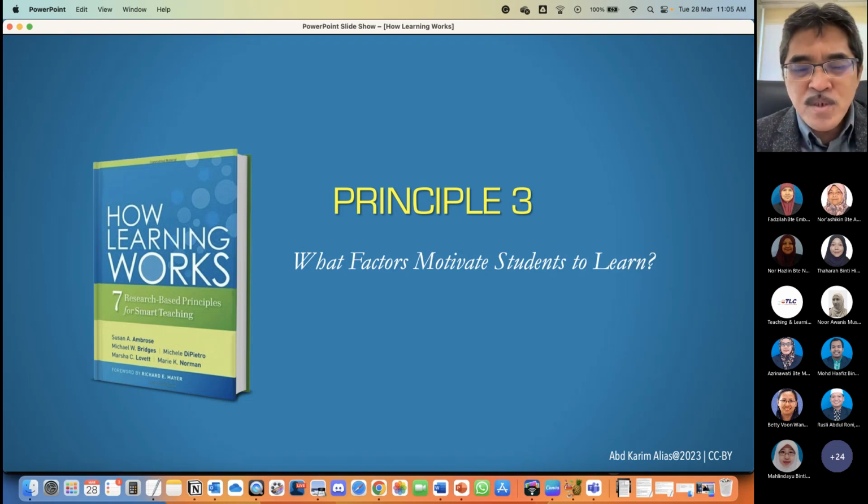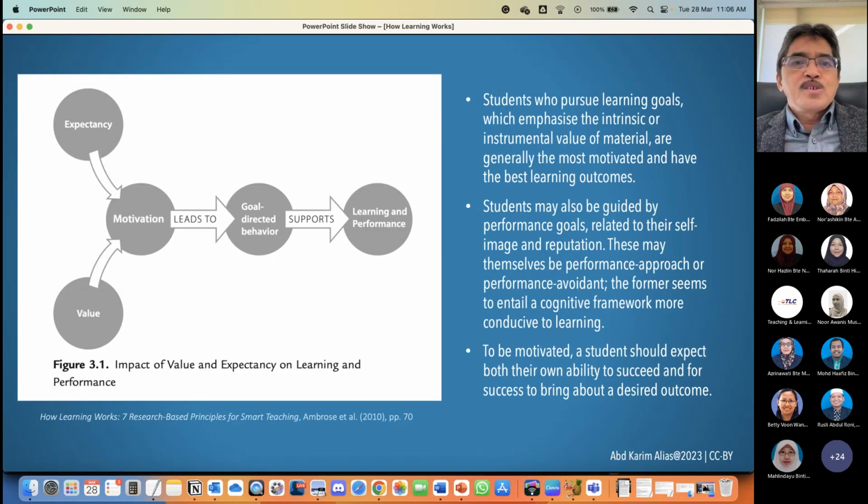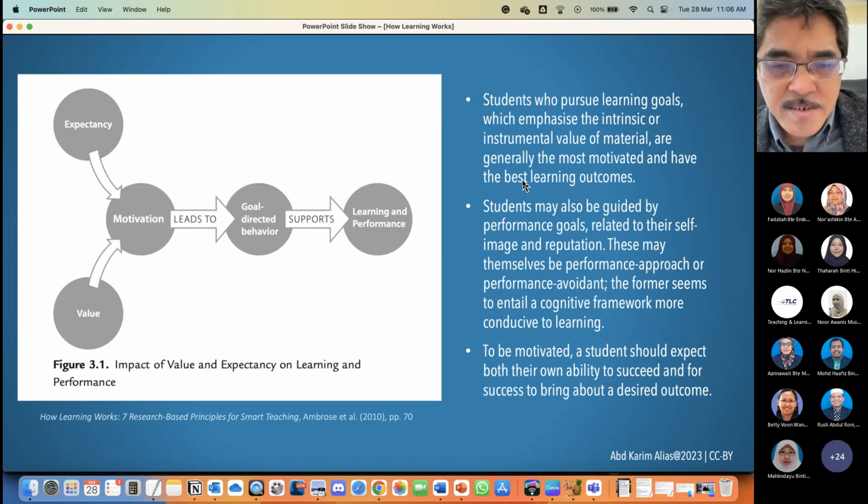Imagine lah kalau you have 100 students in your class, every one of them looking forward to your class. Wah, semua orang rasa nak macam tu kan. But you must put effort there. You must understand first what motivates students to learn. So, this is what the book says.